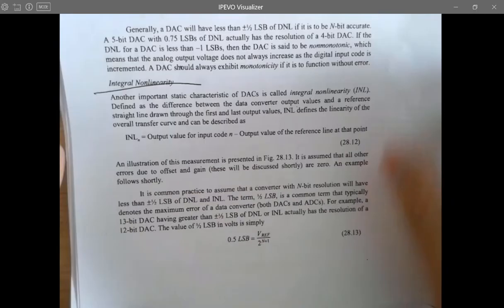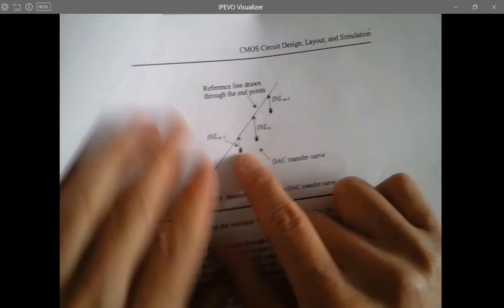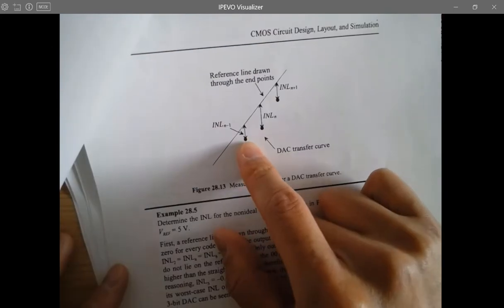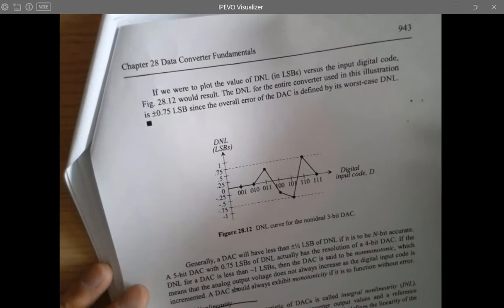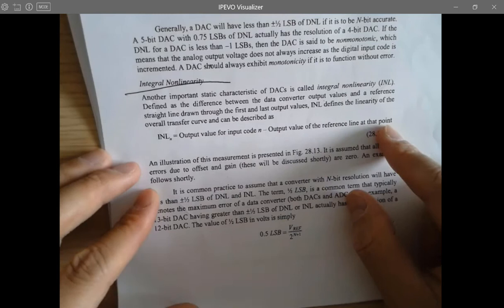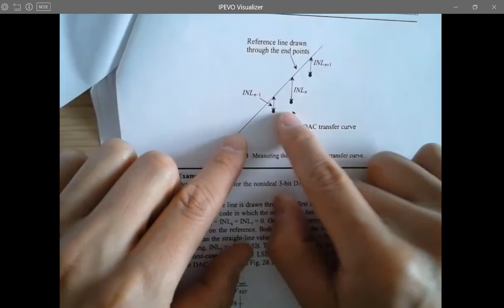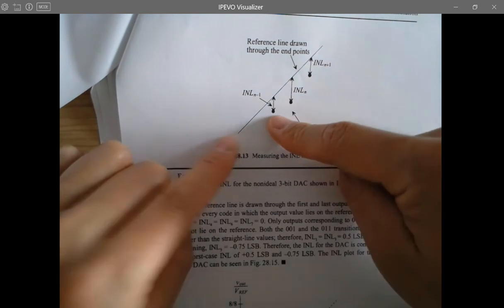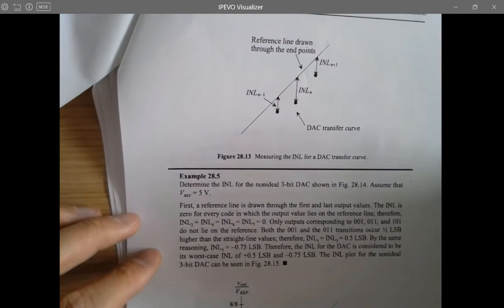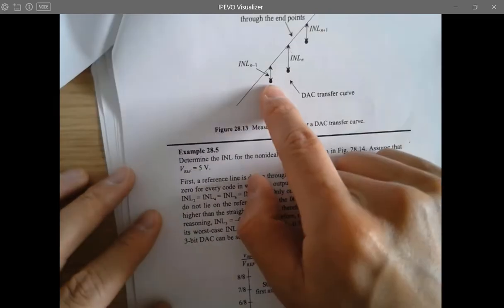What about integral nonlinearity? That's another parameter we're going to look at. Integral nonlinearity is actually the difference between the actual output value for the input code minus the output value of the reference line at that point. So the reference line is actually this ideal line. So here's the actual point. So use this actual value minus the ideal point.